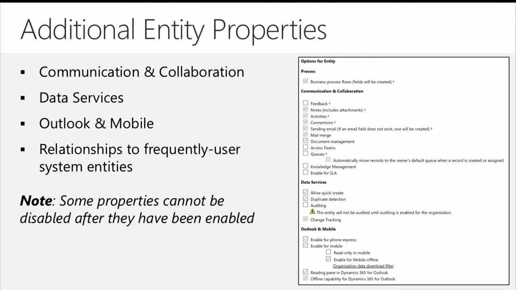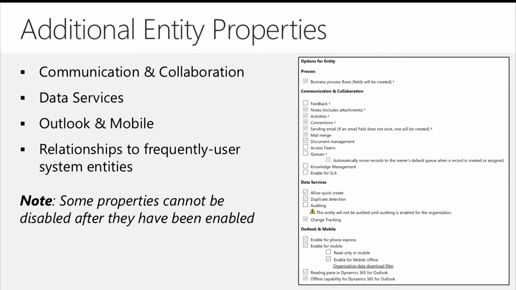Now you'll notice that many of these have a little plus sign next to them. Basically, the difference with the items that have the little plus sign is that once you enable this functionality, you can't disable it. So things like feedback, notes, activities, connections, once you turn that functionality on, you can't turn it off. You can basically elect not to use it, but you do have to have the functionality turned on from that standpoint.